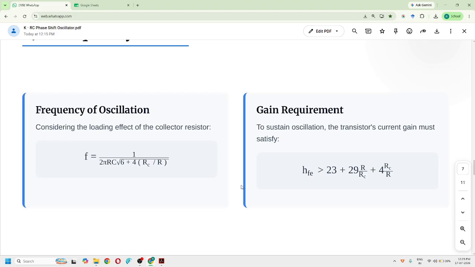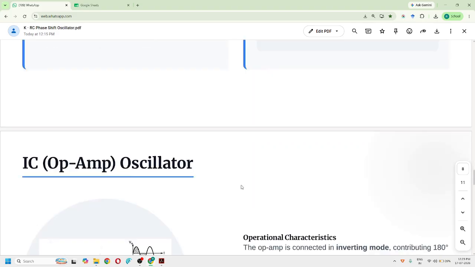To sustain the oscillation, the transistor gain must be greater than or equal to at least 29 times. The actual formula is HFE must be greater than 23 plus 29 R by RC plus 4 into RC by R. Based on the R and RC values put together, a minimum of 29 times the gain is required. The amplifier should amplify the input signal, and the ratio of output to input should be 9 times, the AV voltage gain.